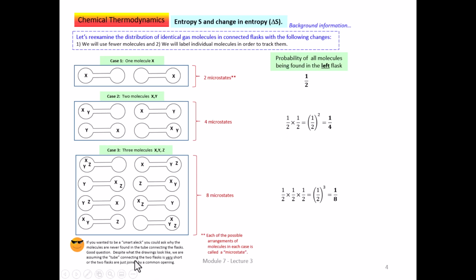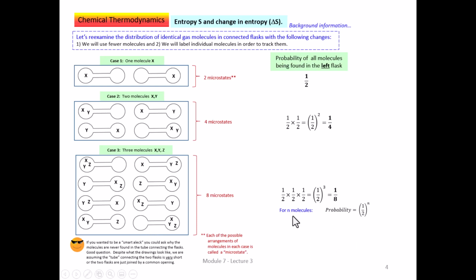This little footnote came up here because you may want to ask why the molecules are never found in the tube connecting the two flasks. Well, that's a good question. What we're assuming here is that despite what the drawings look like, the tube connecting the two flasks is very short, or we could say the two flasks were just joined at the opening, and so it's not a consideration here.